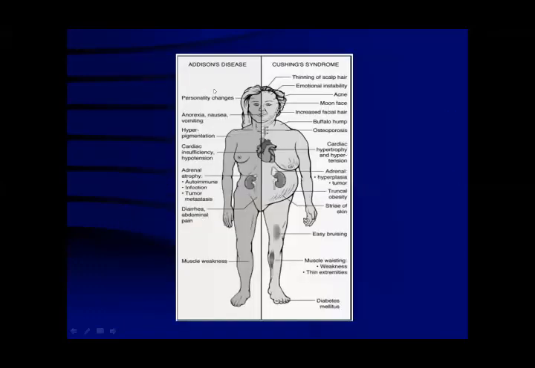This picture will show the differentiation between Cushing and Addison disease. You can see all the systems which are hyperactive over here are hypoactive over here. So these are the main differences regarding all the systems I told you.